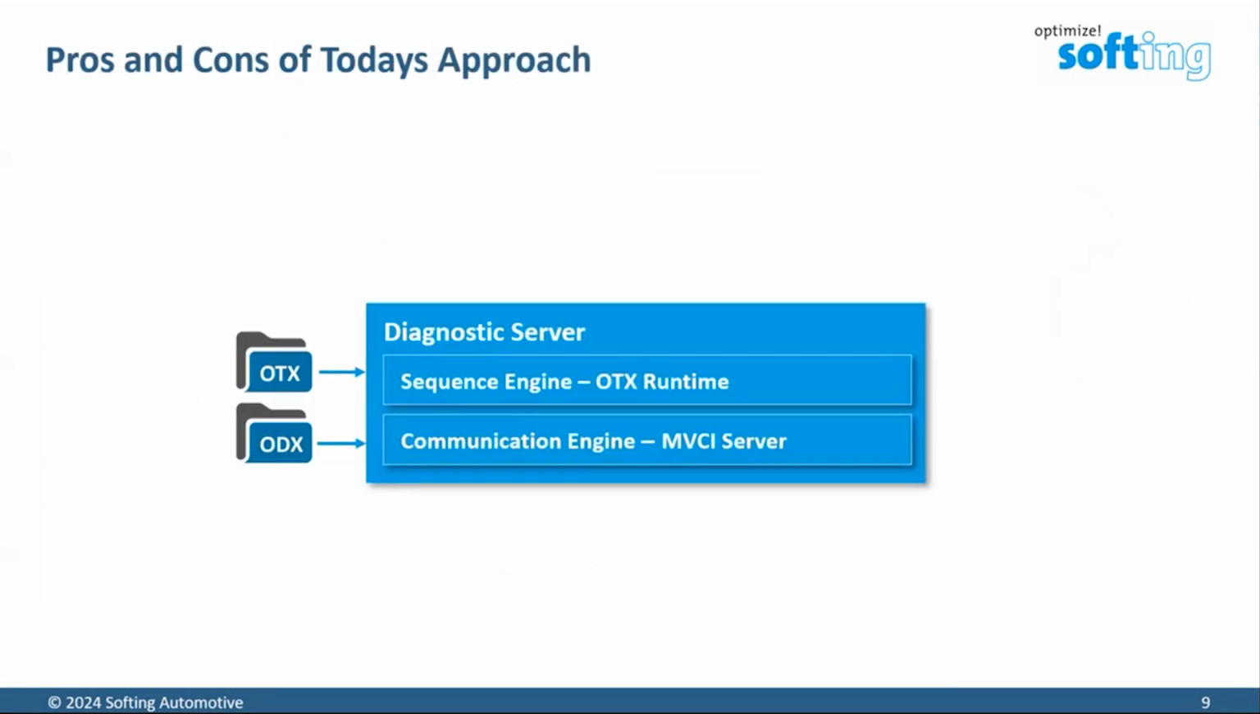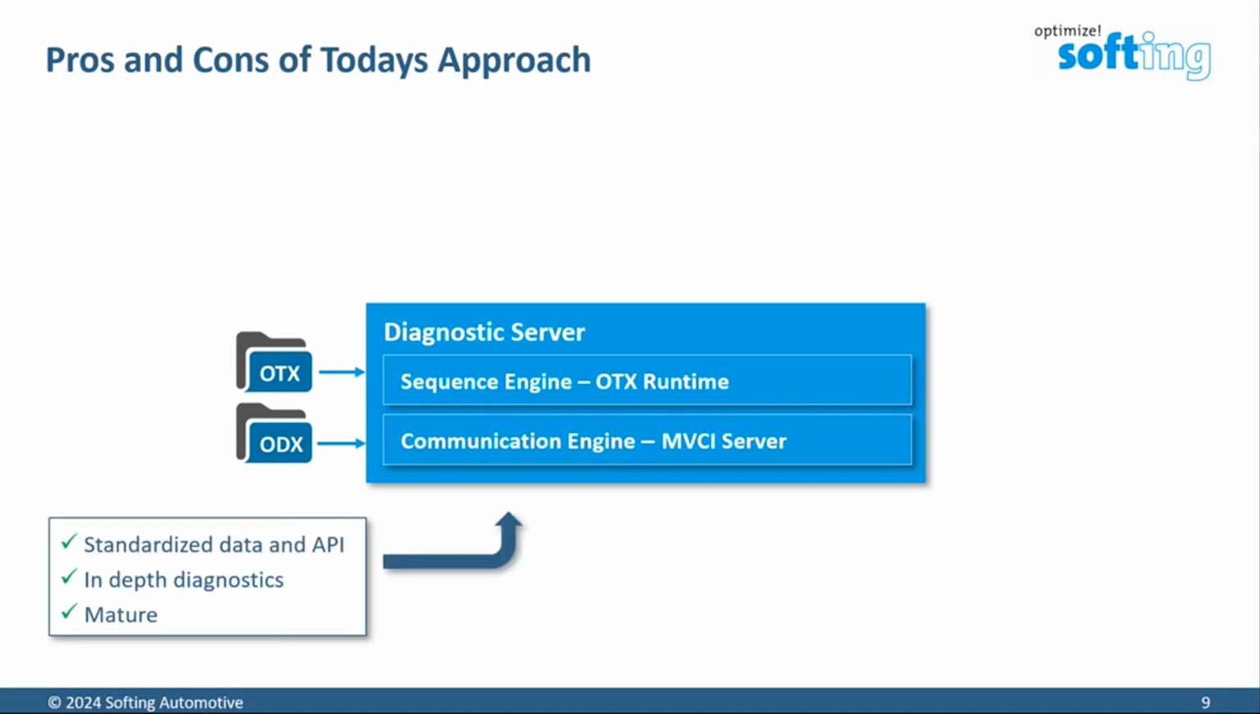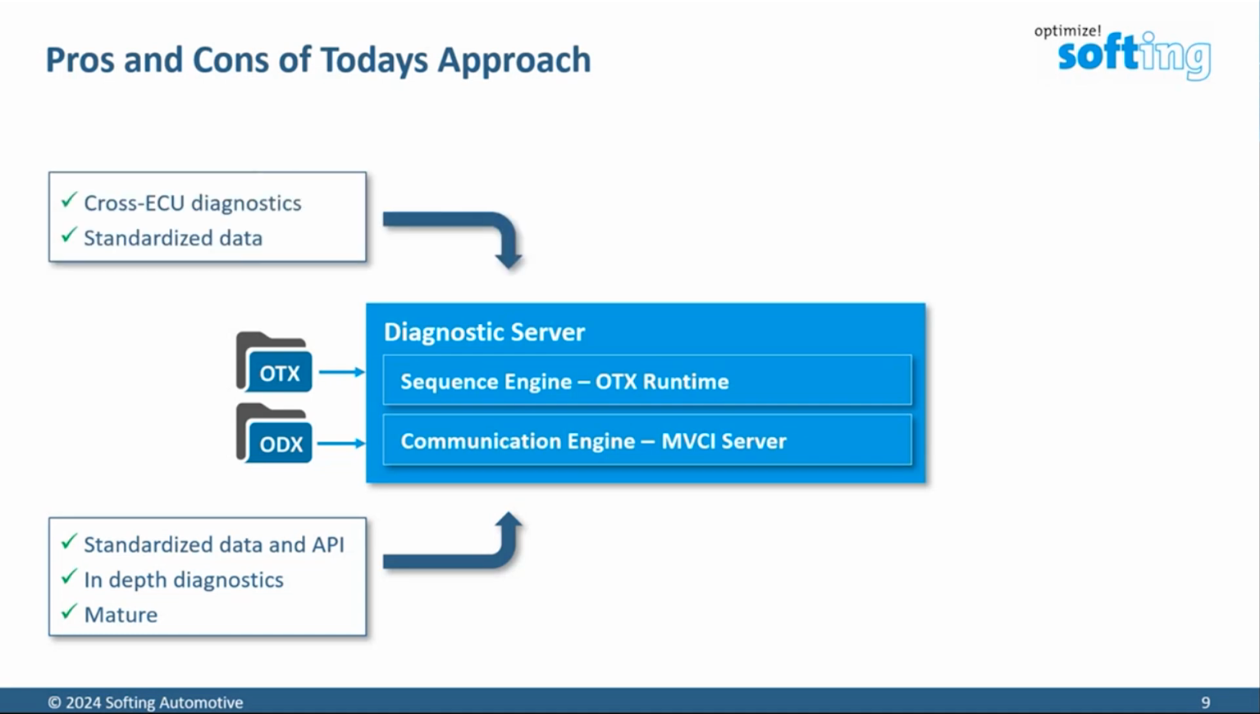So let's see the pros and cons of today's approach. Today we have a diagnostic server. It has an OTX runtime on the top, which is fed by OTX data. And beneath it, we have an MVCI server which is also fed via ODX data. The advantages of this system are that for MVCI, we have standardized data and a standardized API. We have in-depth diagnostics, and it's a very mature system. For OTX, we have the possibility to easily do cross-ECU diagnostics, and we also use standardized data.